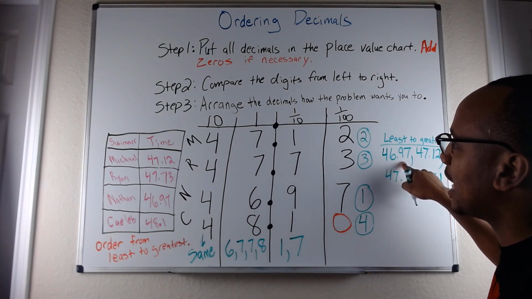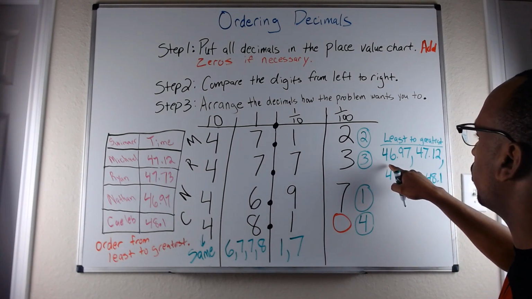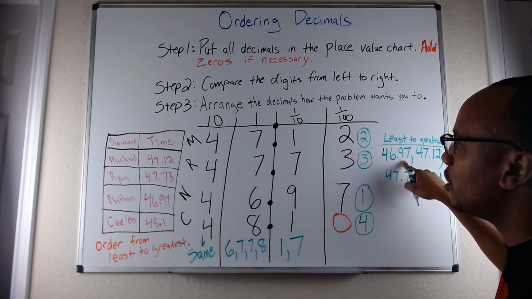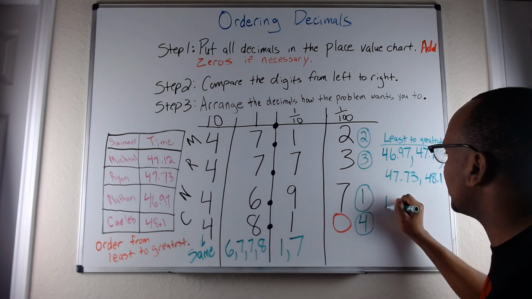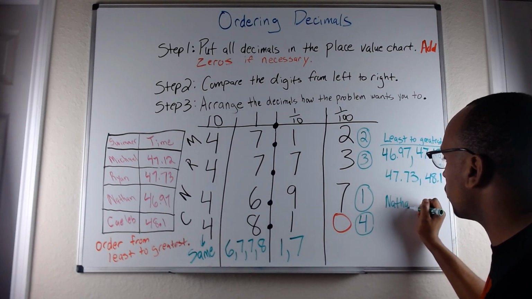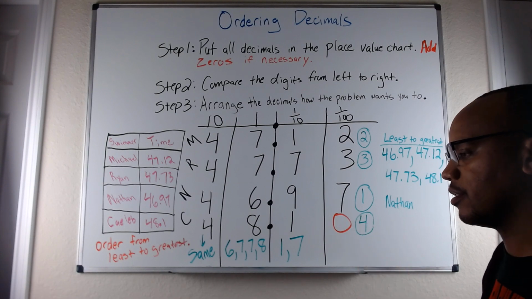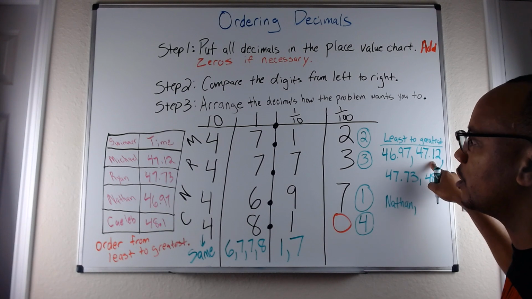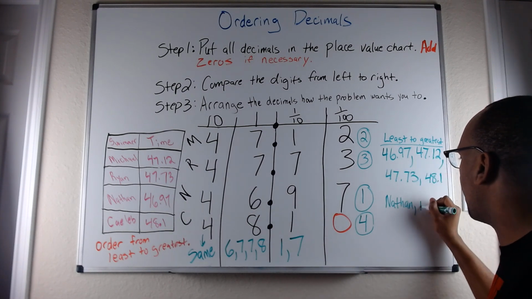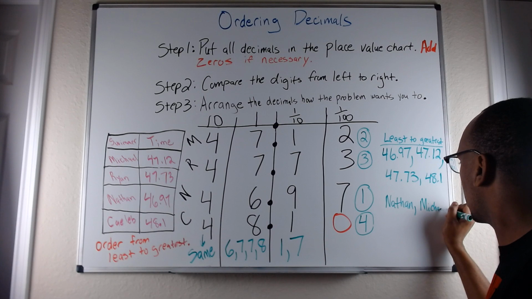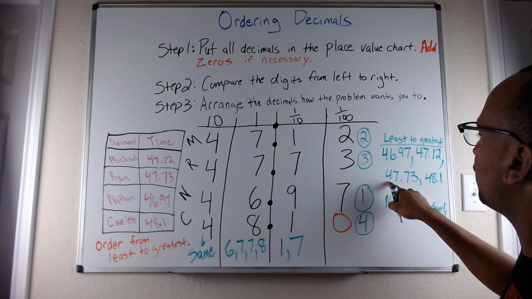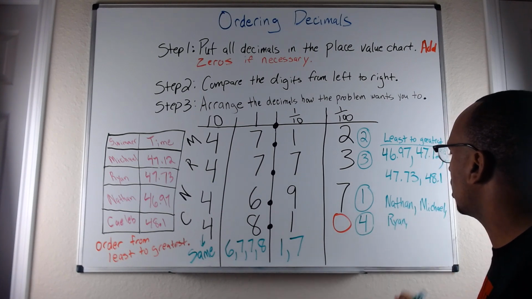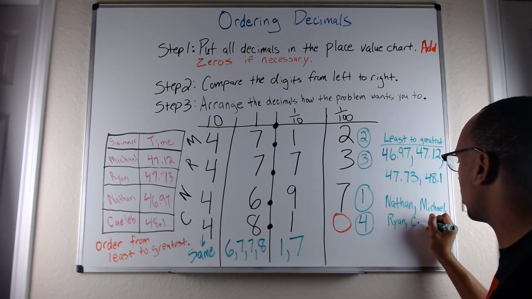So 46 and 97 hundredths, that first time, that is Nathan. So Nathan is first from least to greatest. Then 47 and 12 hundredths is Michael. So Michael is next. Then 47 and 73 hundredths, Ryan is next. And then you have Caleb.